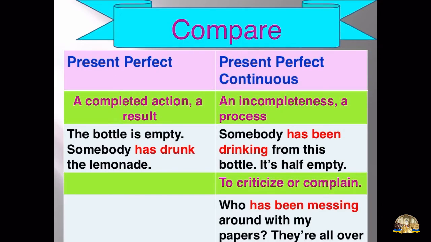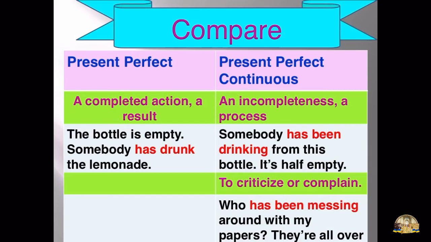Let's compare the present perfect and the present perfect continuous. The present perfect shows us a completed action and gives us the result. For example, the bottle is empty. It is the result. Somebody has drunk the lemonade. It is a completed action. The lemonade has been drunk, and the result is the bottle is empty.